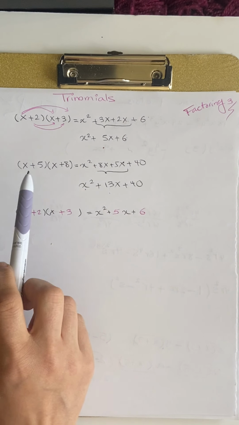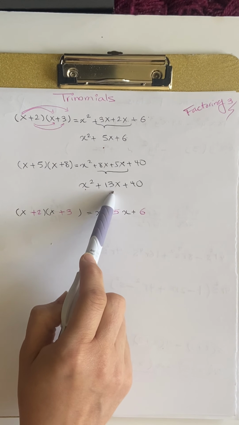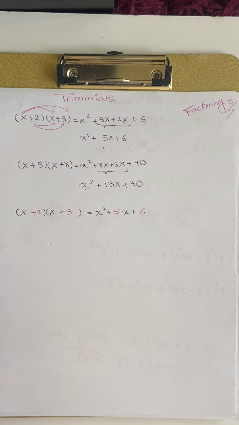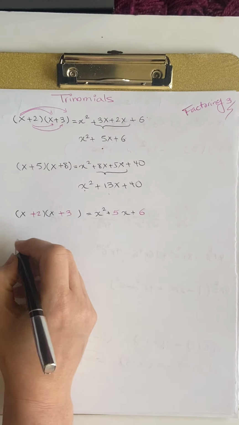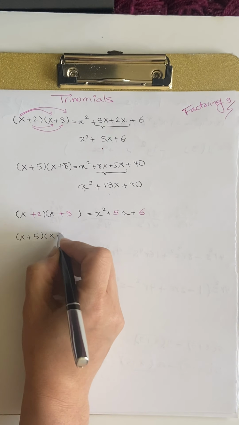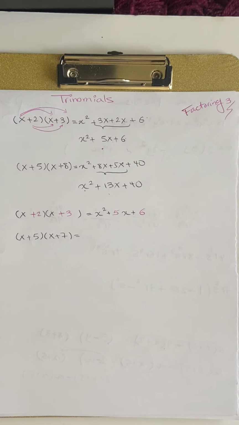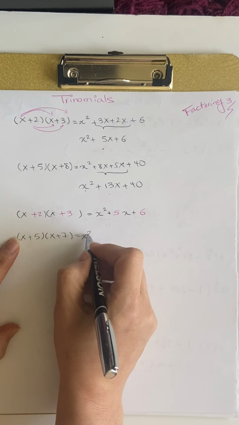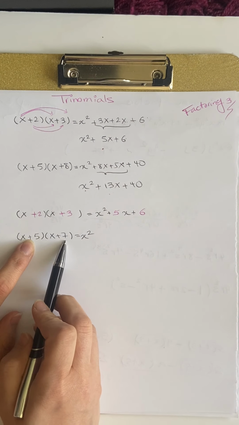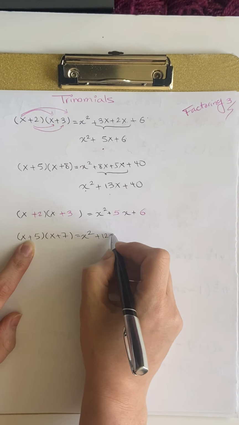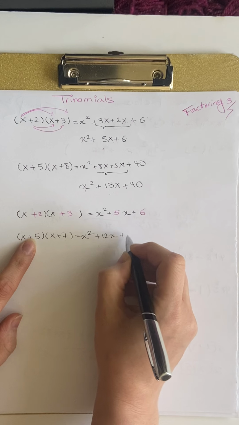Let's check it for this one. 5 plus 8, 13. 5 times 8, 40. So you know what? If they gave us this next time and they wanted us to multiply, we can memorize, also it's a good thing to memorize, that it's going to look like an x times x is an x². Add 5 and 7, which is 12, plus 12x, and multiply them.